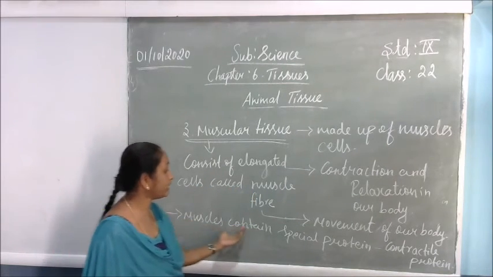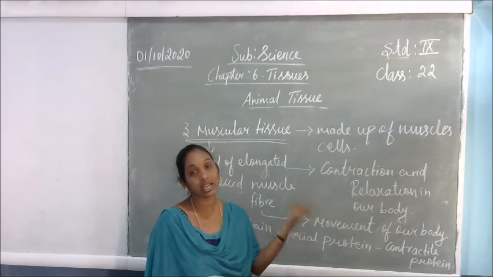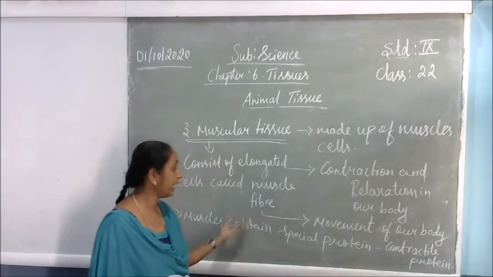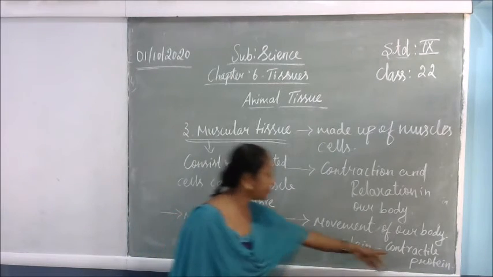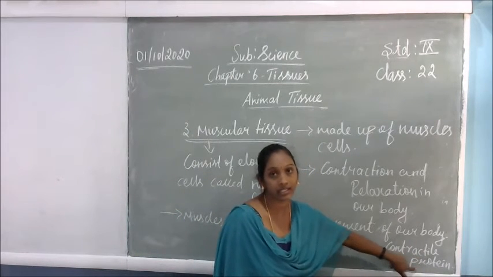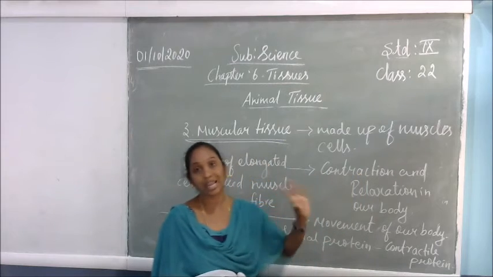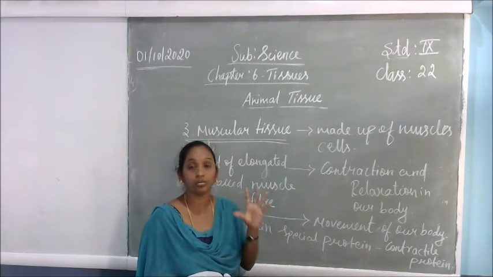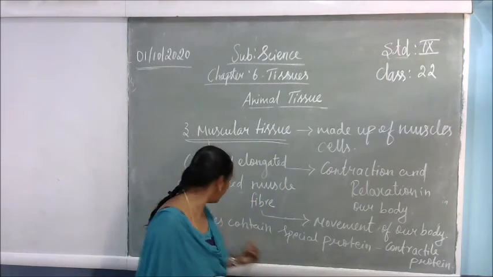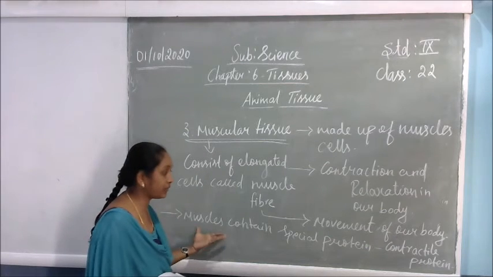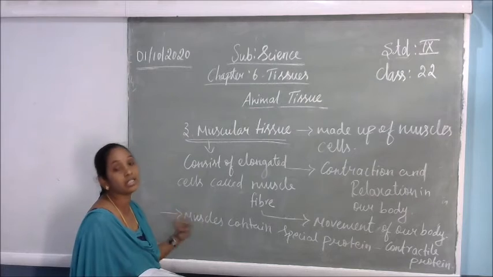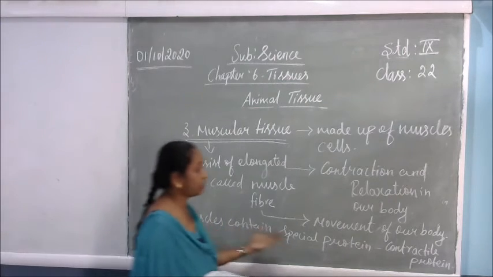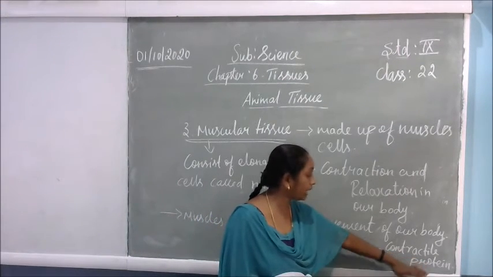Muscle contains a special protein. How can muscles flex like this? They contain special proteins, called contractile proteins. Just as bones are made up of calcium and carbonate to give them strength, muscle cells contain special proteins. Because of these proteins, muscles can easily flex. That type of protein is called contractile protein.